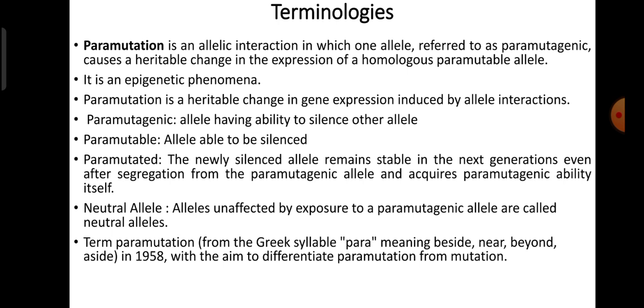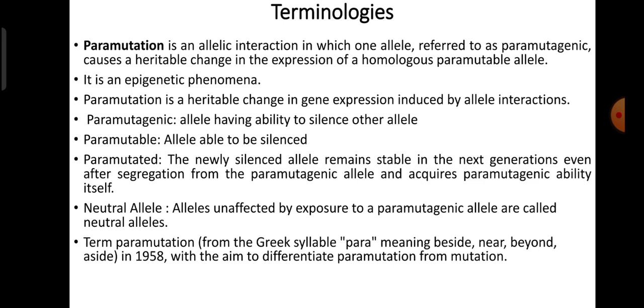There are again two terms, one is heritable and one is transferable. Heritable means the characters inherited by a progeny from its parents, and transmission means the characters or genes are transferable from one organism to another, as we do in transgenics. Paramutation is an epigenetic phenomenon. Epigenetic means there will be surface level changes but no change at the DNA level. Paramutation is an inheritable change in gene expression where allelic interaction takes place.